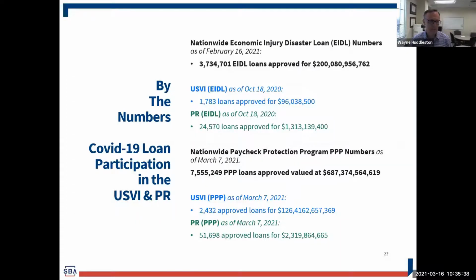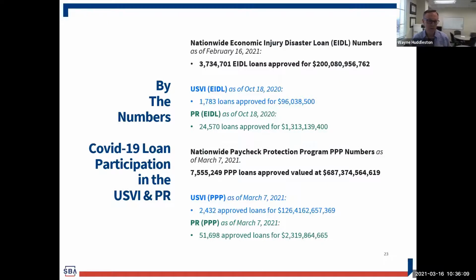To give you an idea of the number of loans that we've had here in the Virgin Islands, as of October, looks like I used the wrong date. So it's not October 18th. It's as of February 16th is what that should be. Up at the top, it says nationwide numbers as of February 16th. These numbers for USVI and the Virgin Islands are also as of February 16th, not October 20th, not October 18th.